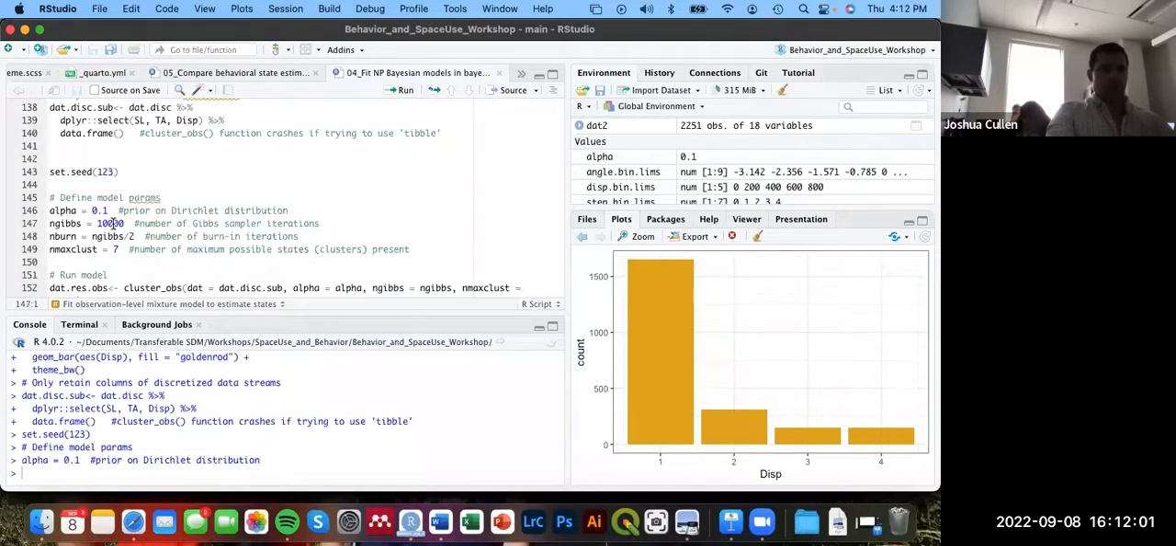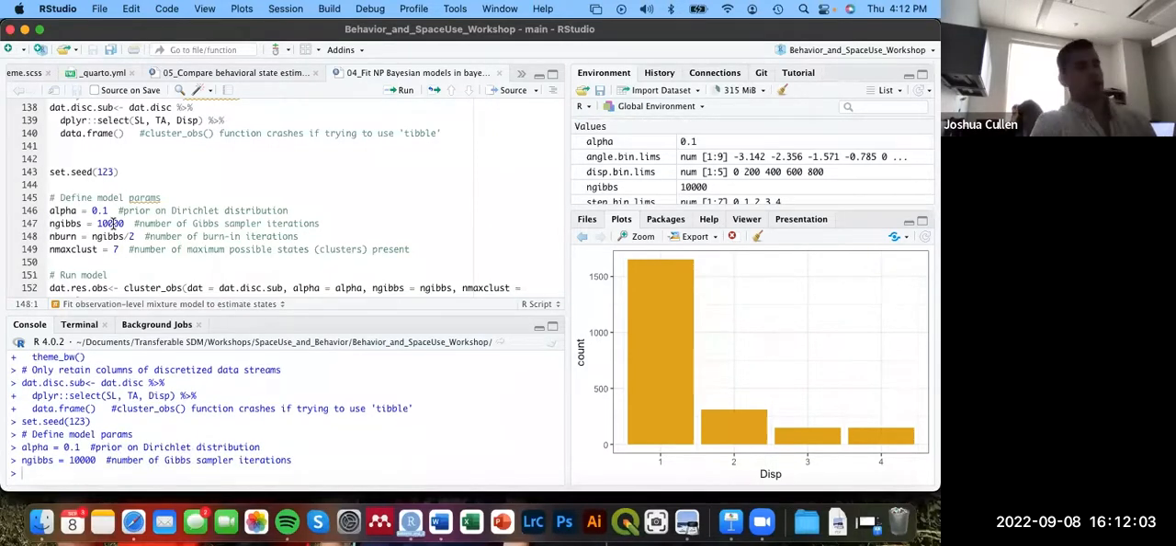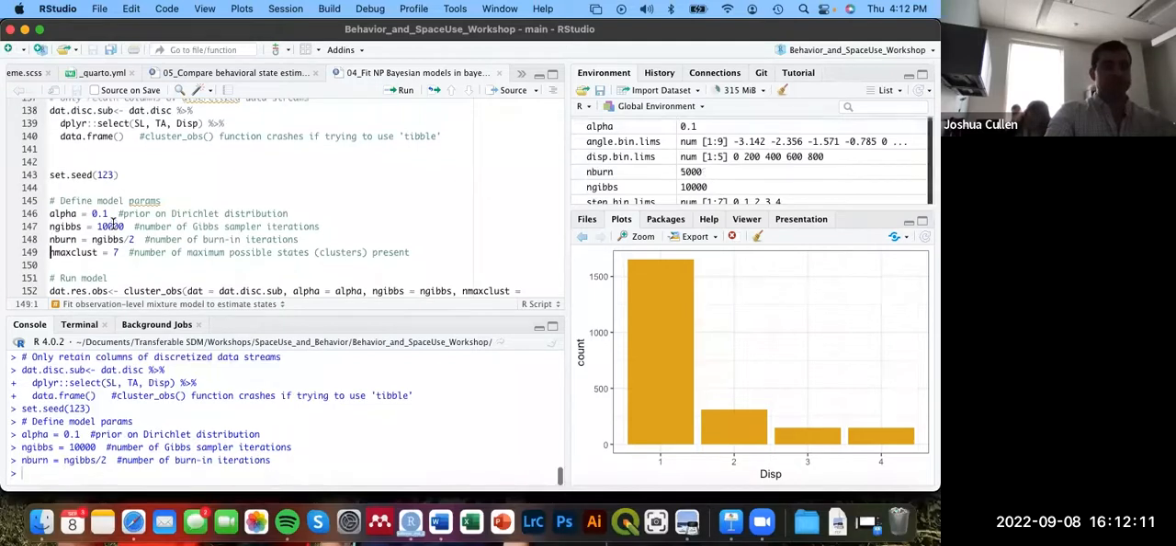So we have alpha and Gibbs, and burn is our burn-in period. I'm just going to call that half of the total number of Gibbs iterations here, but it doesn't necessarily need to be. And then I'm also defining what I'm calling Nmax clusters. So this is the number of maximum clusters or number of maximum states that I think are possible.